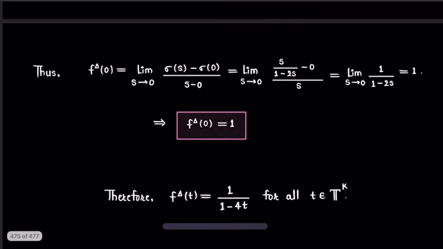Therefore, the delta derivative of the function f at point t will be 1 divided by 1 minus 4t for all points t in set T to the power k, since for t equals 0, if we substitute t equals 0 here, we will get 1. So the derivative of the function f at all points t in set T to the power k will be 1 divided by 1 minus 4t, and this completes our solution.